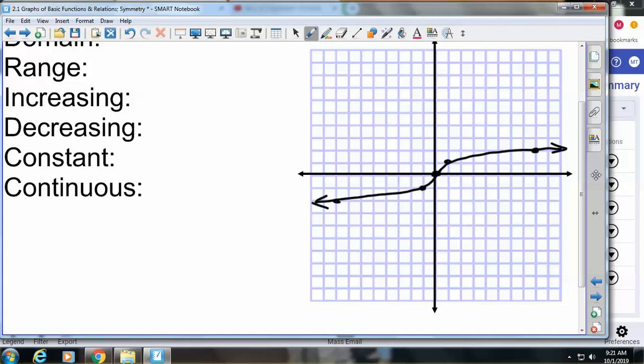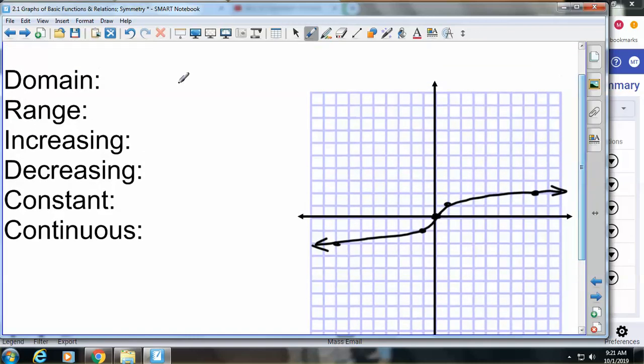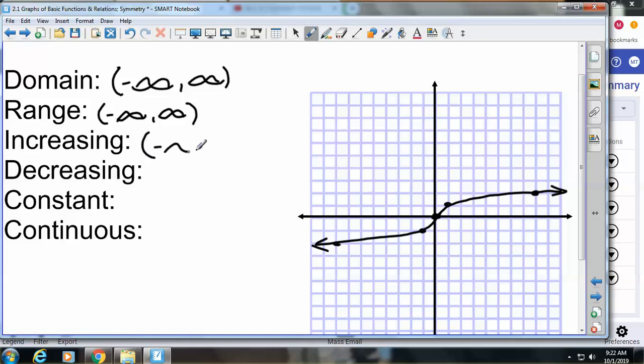All right, so domain of this? Range? Same thing. Okay, as I go from left to right, is this graph increasing, decreasing, or constant? Increasing the whole time. Okay, where's this graph continuous? The whole time.